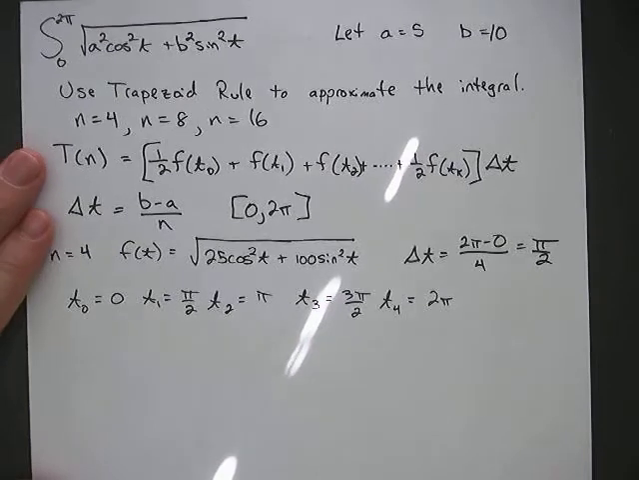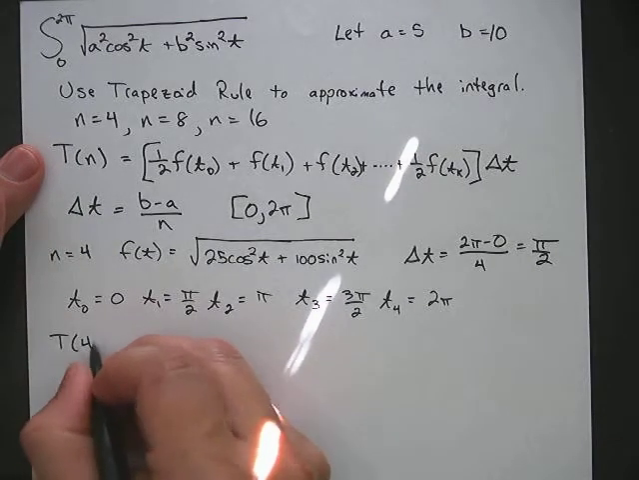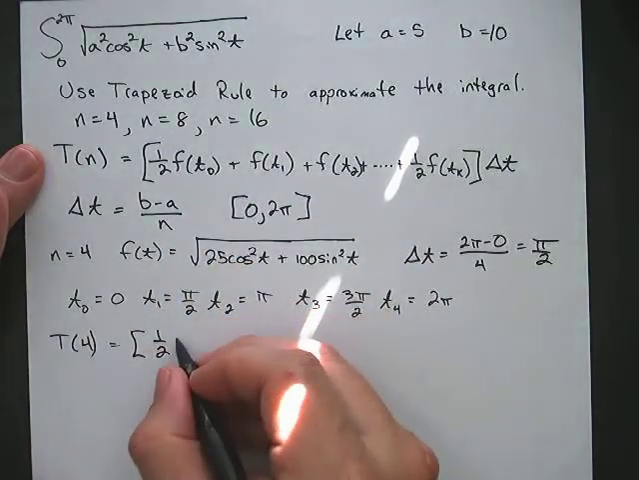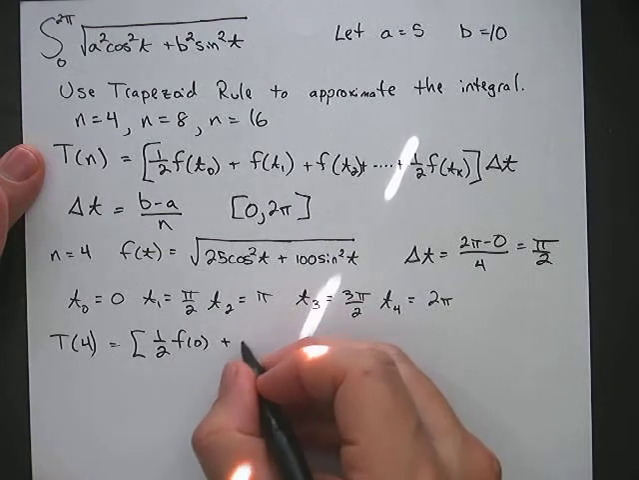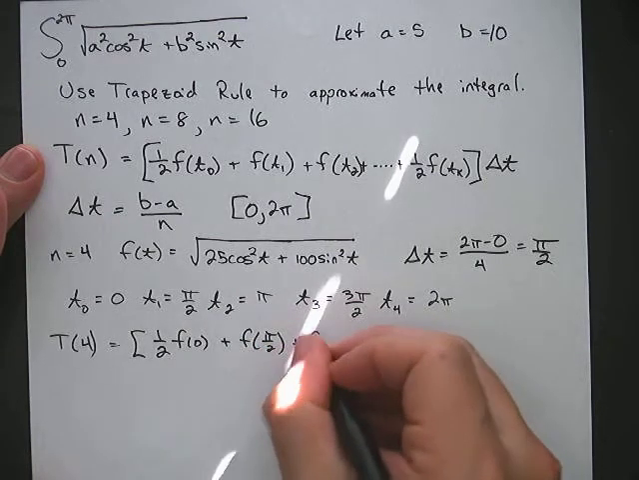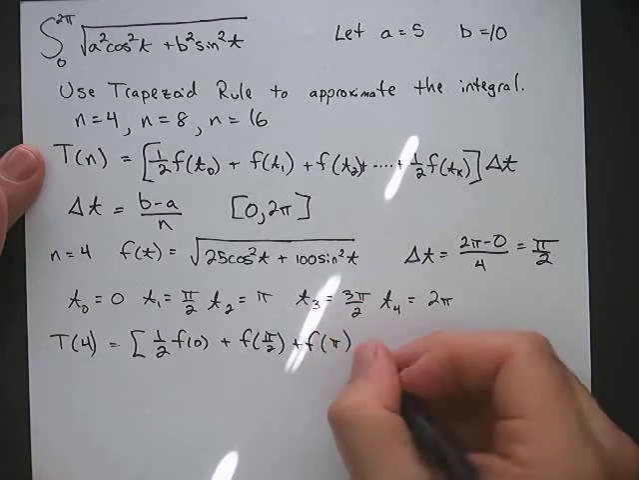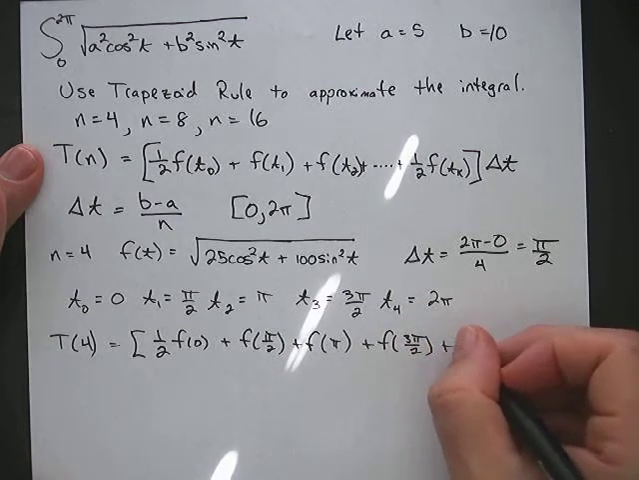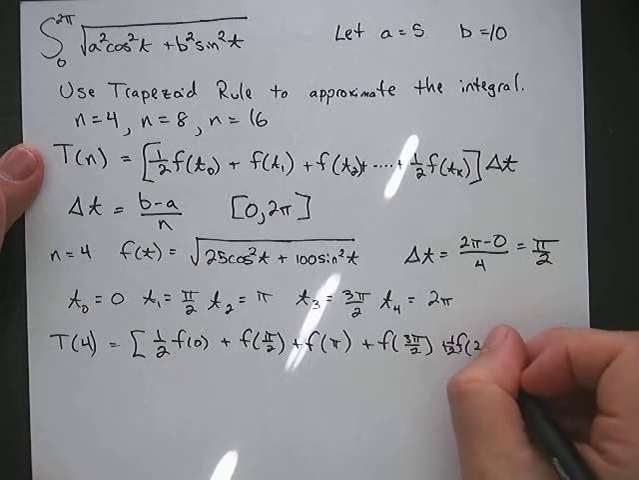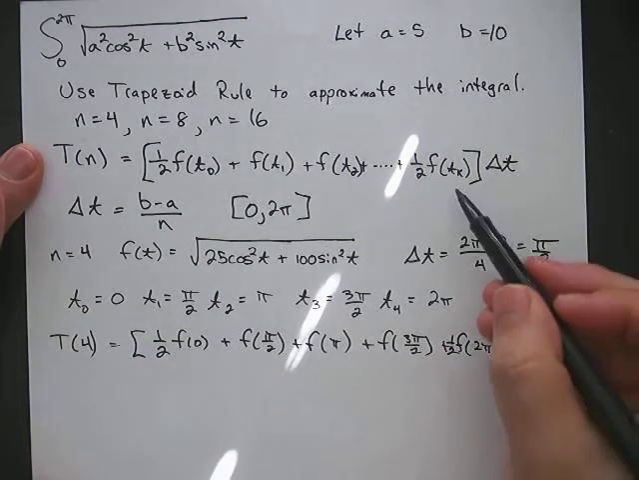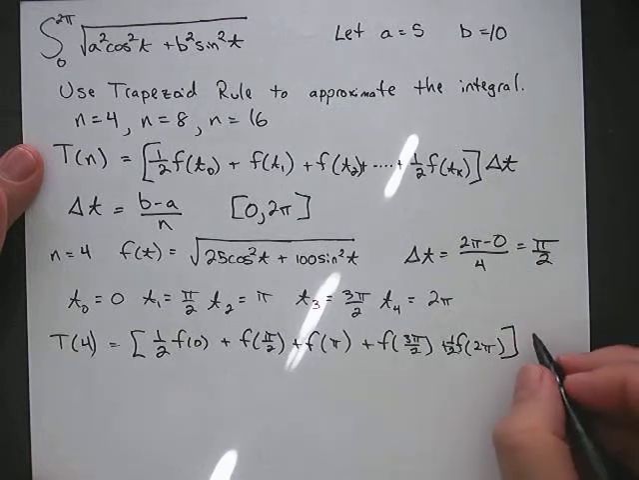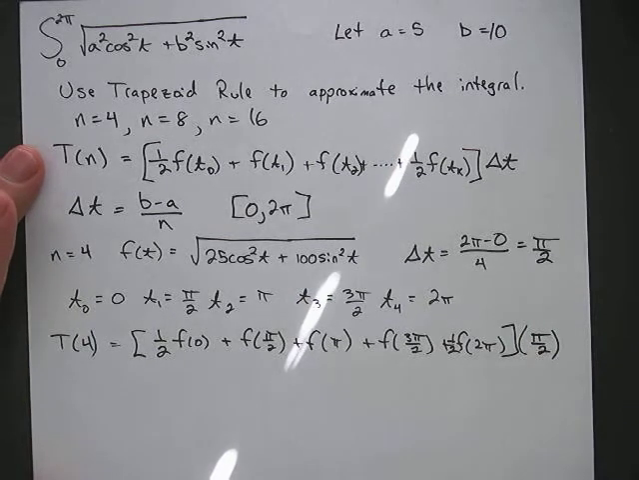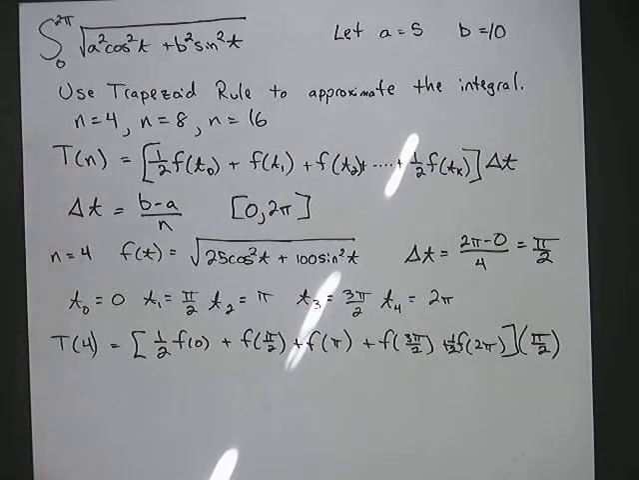Okay, so what we're going to get for t sub 4 is 1/2 times, let's see, f of t sub 0, which is f of 0, plus f of pi over 2, plus f of pi, plus f of 3 pi over 2, plus 1/2 f of 2 pi. Why did I put the half there? Well, it was our last one that we're plugging in, so it's got the half. And then our delta t, of course, is here, so pi over 2. Okay, so you can plug those values in. We already know what they are, so this one's pretty easy to do.